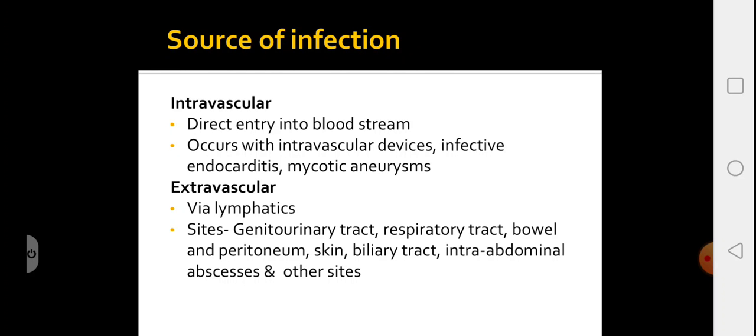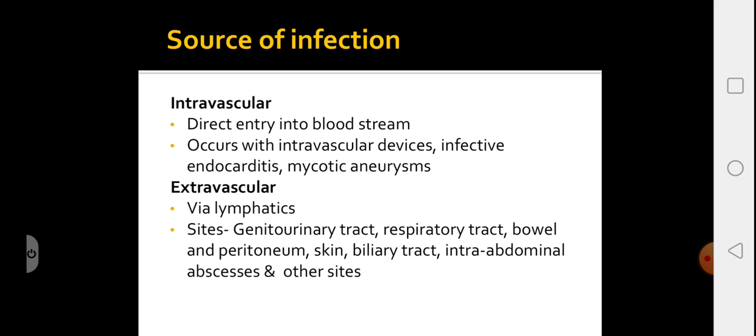What are the sources of infection? They can be intravascular or extravascular. In intravascular, the microbe is directly entering into the bloodstream. It occurs with endovascular infections like infective endocarditis, and it's associated with colonization of intravascular devices like catheters, subcutaneous ports, or even vascular grafts can be colonized to cause a bloodstream infection.